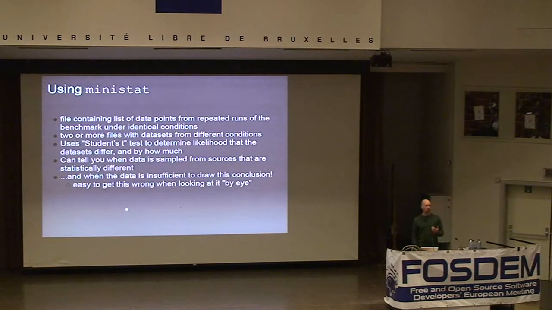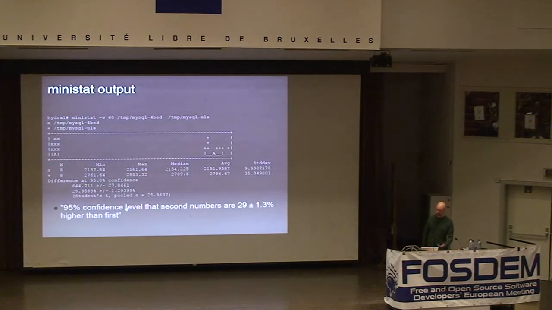It's very easy, when you're looking at a set of data where some numbers are higher but some numbers are lower after the change, and you're not sure if it's made a difference, to assume that the numbers are actually going up, where the data may actually be insufficient in a statistical sense to draw that conclusion. So Ministat will tell you when this happens, and then it tells you that you need to get more data.